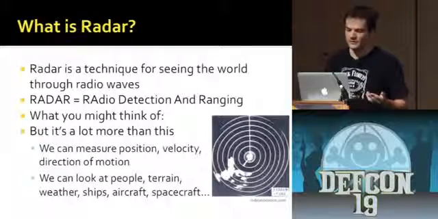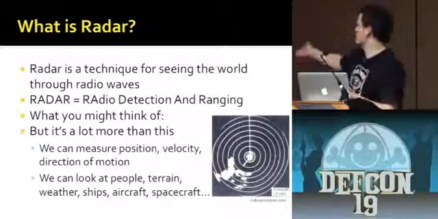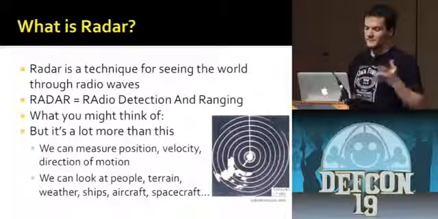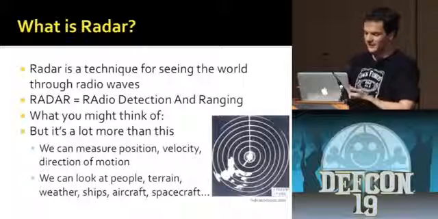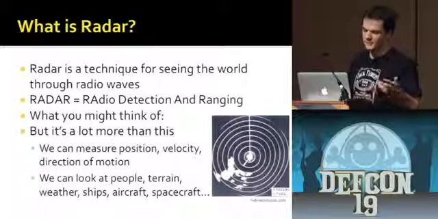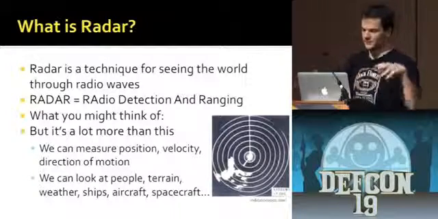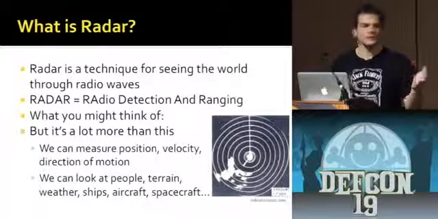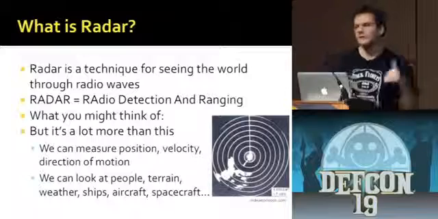So what you might think of traditionally is something like, I think that's a weather radar from like the 40s or something. That's kind of the basic idea of what people think, but what you're measuring is essentially position of something, velocity of something, direction of motion of something. But the thing is, you can actually do a lot with this type of technology. You can look at pretty much anything.